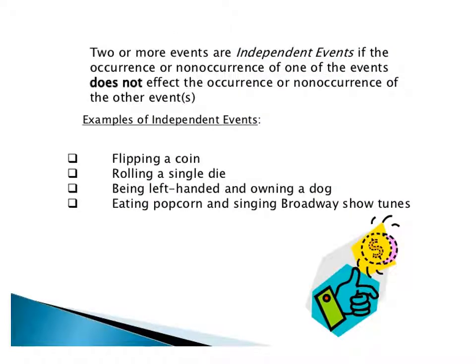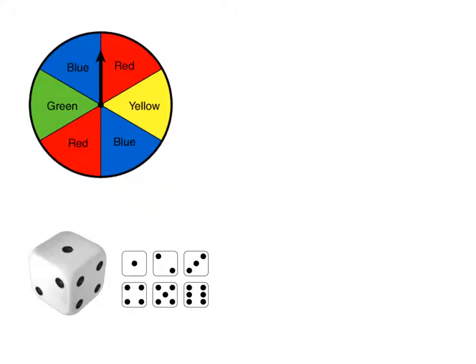Okay, so examples of independent events where it does not affect the next event: flipping a coin, rolling a die, being left-handed, and owning a dog. Those two have nothing to do with one another. Eating popcorn and singing Broadway show tunes. It could happen. Okay, so let's try a little math with this.